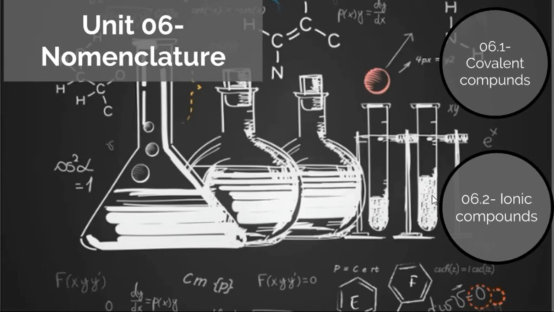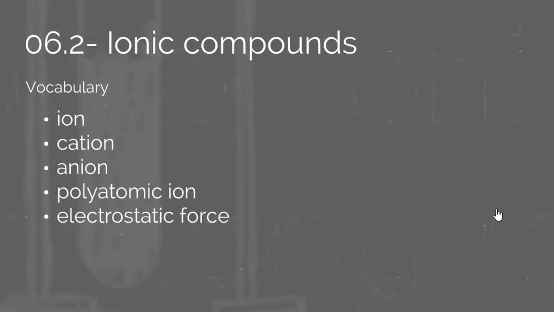Get ready because in this section we're diving into the ionic compounds, seeing what they're made of, how to balance their charges, and how to name them. So the vocabulary for this section will include ion, cation, anion, polyatomic ion, and the electrostatic force.